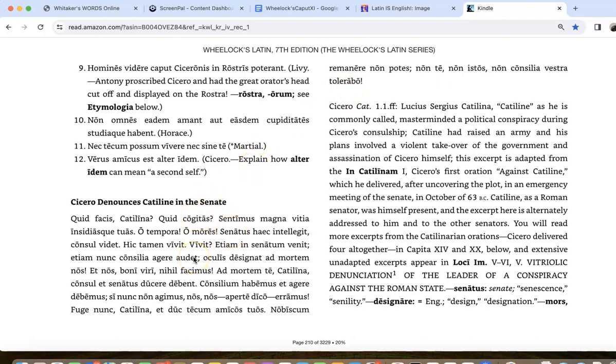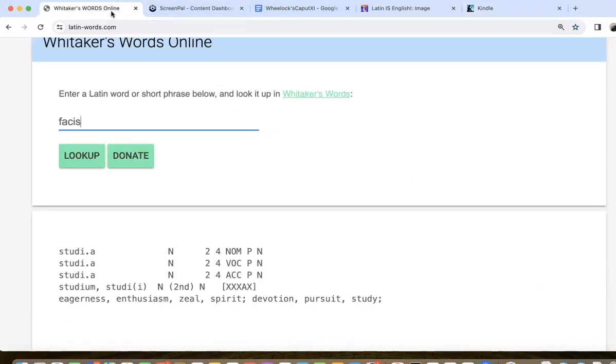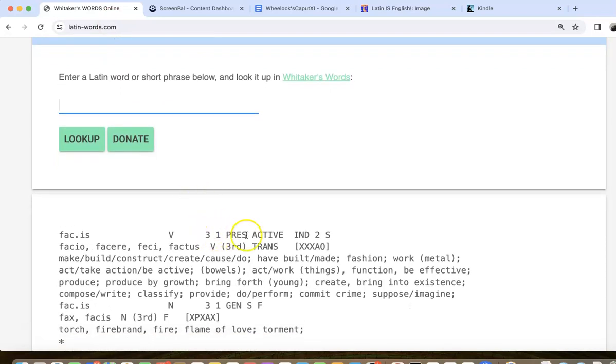So, it's probably one of the more challenging, longer texts we've had. Again, there's just no substitution for taking your time, looking up words, and just working through the passage. With that said, use the punctuation to help you chunk it or break it up. So, quid facis, that means what are you doing? It ends in S, that's second person singular. Facio, facis, facit, facimus, facitis, faciunt. If we're not sure, we'll look that up on Whitaker's Words. So it's present active indicative, second person singular.